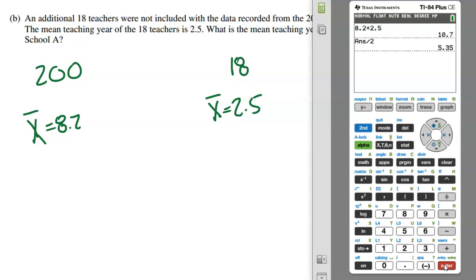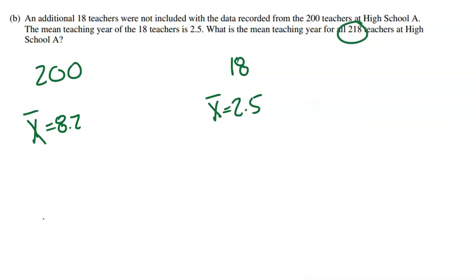But these two groups are not equals. That 8.2 is weighted way more because it came from 200 teachers. The 18 is weighted way less because it only came from 18 teachers. So this is where we got to treat them fairly. Now think about how to find a mean, right? To find a mean, we have 218 teachers, so we need to figure out the total divided by 218.